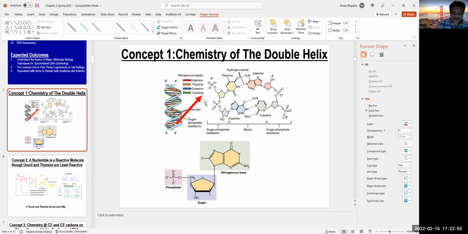Also remember this chemistry: at the second carbon atom in the ribose of DNA, deoxyribose, there is no OH group. There is no hydroxyl group here, right? Whereas in RNA, there is an OH. So let's move forward.